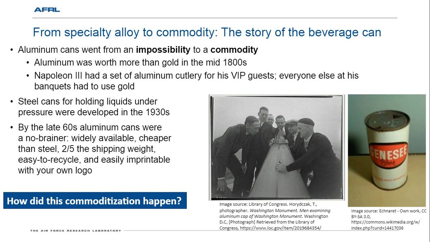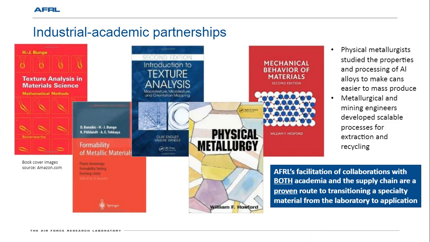Steel cans for holding liquids under pressure were actually not even developed until the 1930s. But by the 1960s, aluminum cans were a no-brainer. They were widely available, cheaper than steel, easier to ship for lower weight, easy to recycle, imprintable with your own logo. And this commoditization happened in part because of industrial academic partnerships. Physical metallurgists studied the properties and processing of aluminum alloys, and this led to making cans easier to mass produce. Metallurgical and mining engineers developed scalable processes for extraction and recycling.